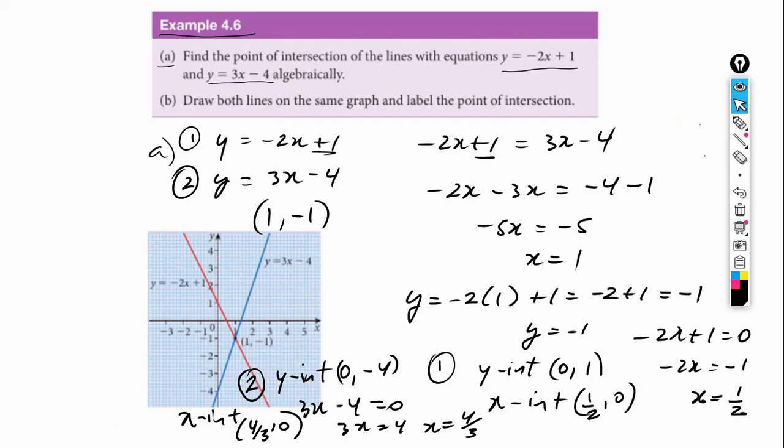And this is what the graph would look like. Notice that we have line 1, which is minus 2x plus 1 with a negative slope. It goes through (0, 1), which is the y-intercept, and here we have the x-intercept, (1/2, 0). We also have the point of intersection, (1, negative 1). Line 2 goes through negative 4, which we can see here. It also goes through 4/3, which is right here. 4/3 is 1.333. And the intersection point is, of course, shared by both lines.